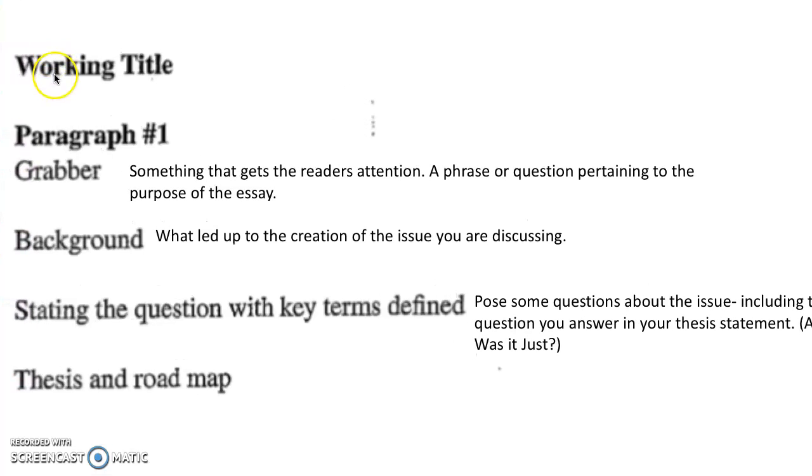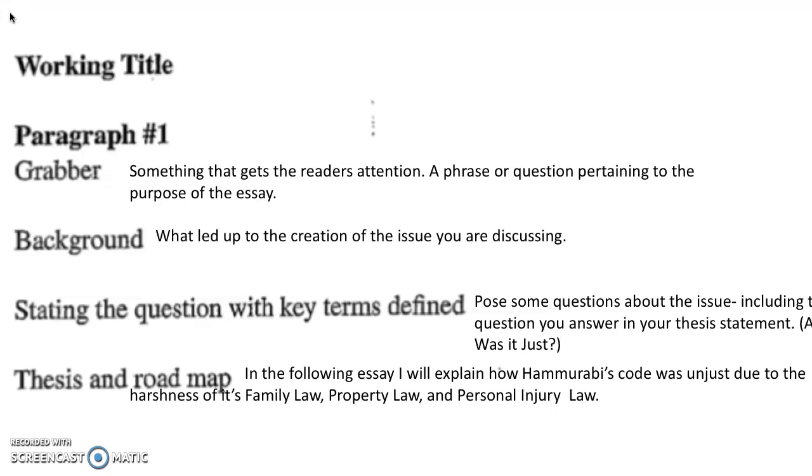And then finally, the thesis roadmap is just the thesis statement, really. In the following essay, I will explain how. A lot of theses can start that way, and that's the easiest way to start a thesis statement. Your thesis statement belongs in the last sentence of your introduction paragraph in any essay. So for this essay: in the following essay, I will explain how Hammurabi's Code was unjust due to the harshness of its family law, property law, and personal injury law.